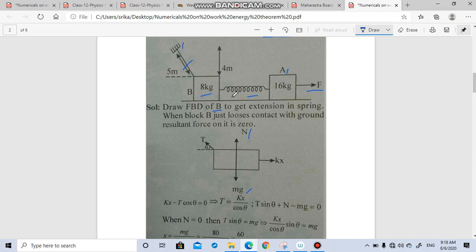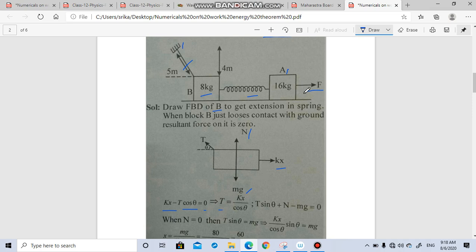Also there is a spring, so there must be a spring force also. And this block is in equilibrium. So sigma Fx is equal to 0 and sigma Fy is equal to 0. In the horizontal direction, you have kx in the positive direction, and minus T cos theta. T cos theta is in the negative direction. So kx minus T cos theta is equal to 0. From here you will get the expression for T.